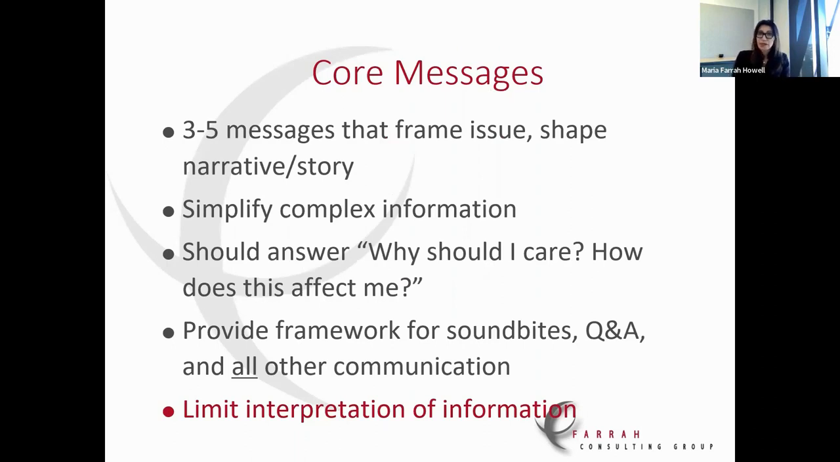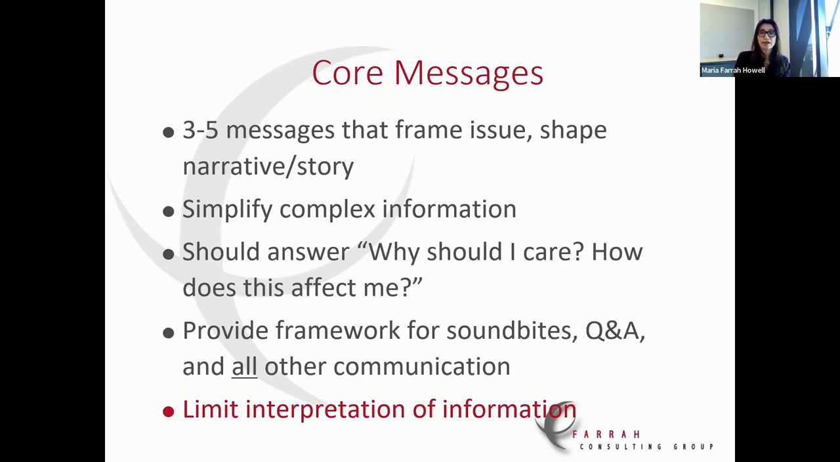Basically, you don't want too many. The reason you don't want too many is because you want to narrow down what you're saying about an issue. You're going to keep it very tight. It's going to simplify complex information, and it's going to answer questions like, why do I care about this? Maybe I don't use the library all the time. Why do I care that people are challenging books? Well, this is why you're going to care. Even if you're not using the library all the time, this is a fundamental issue and a right that you have as a citizen to not have your access curtailed, okay?